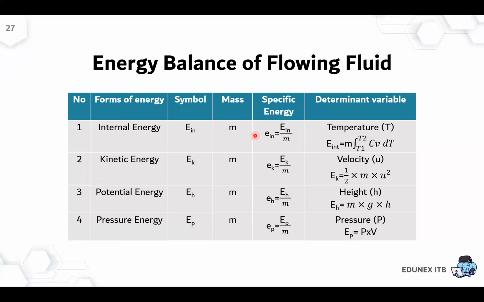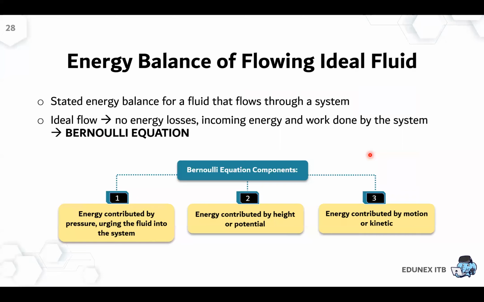So basically, when fluid is flowing, you will have these four types of energy, which are internal, kinetic, potential, and pressure energy. Each has its own formula for how you calculate the value of the energy for each component, and each energy is influenced by different parameters. The Bernoulli equation is basically the most simplified form of the energy balance. This is the component of the Bernoulli.